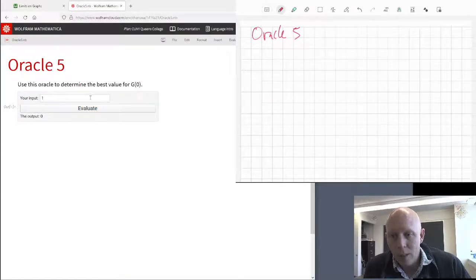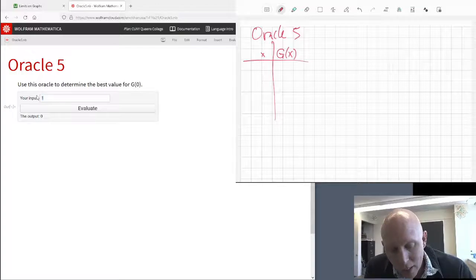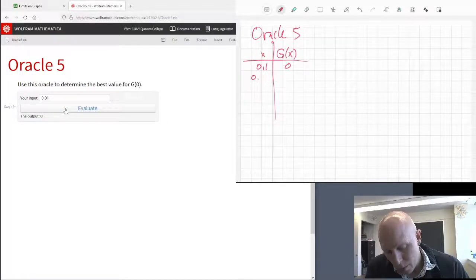All right, so let's see. We're trying to figure out what g of 0 is. So x and g of x. Now we've tried this before. We plug in some values, and we want to be close to 0, so maybe 0.1. And if we evaluate that, we get 0. What about 0.01? 0.01 also gets 0. What about 0.001? All right, 0.001 also gives us 0. Let me put in some more.